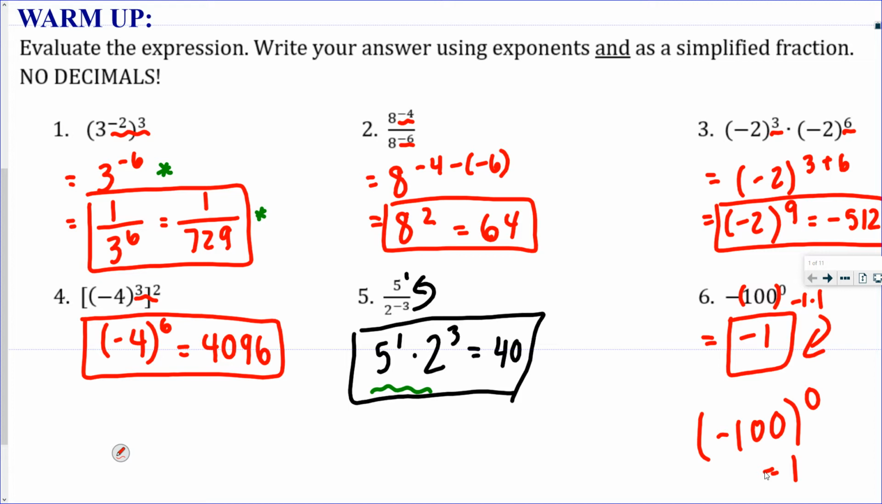See that? So parentheses matter. This is showing you, hey, -100 is your base. Anything to the power 0 is 1. This is 100 to the power 0 times -1.